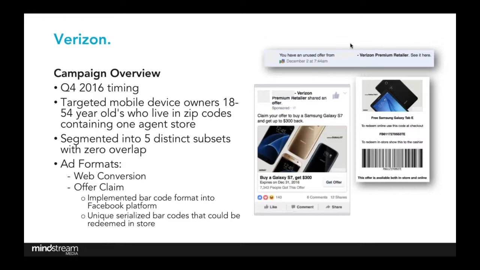But we thought, let's see what happens when we keep people on platform. Are we seeing more interaction with the ads? Are we seeing more people take action? We used the targeting, as Bijan outlined, with the 5 distinct subsets with 0 overlap, and also implemented a barcode format from the Facebook platform so that we could tie this back to in-store sales.